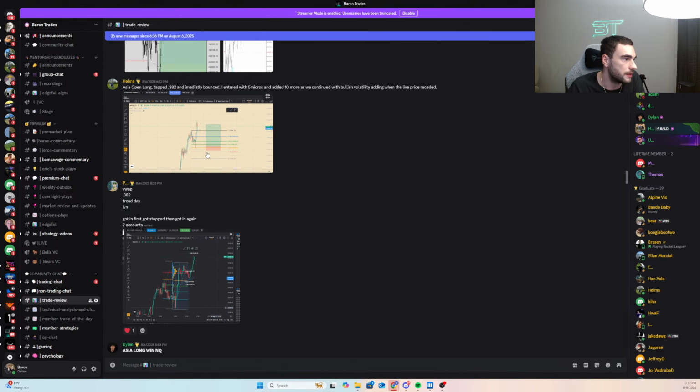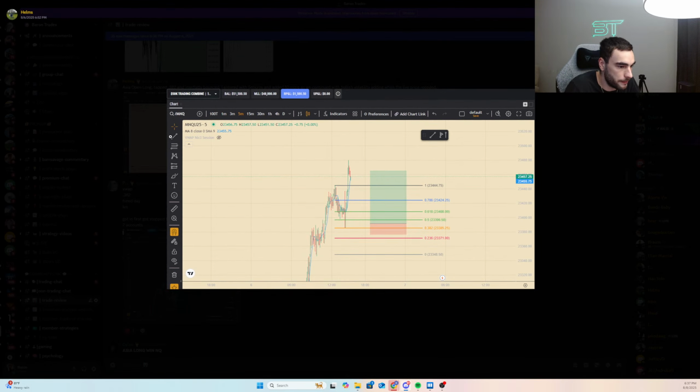Asia open long, top 3 to 2, immediately bounced. Enter with 5 micros and add 10 more as we continue more bullish volatility. Adding when live price receded. Okay. Helms, I'd like to see a VWAP on here as well. Got your $1,500 winning day.